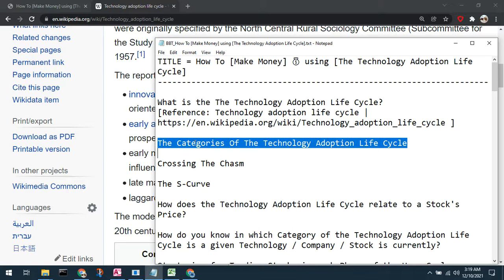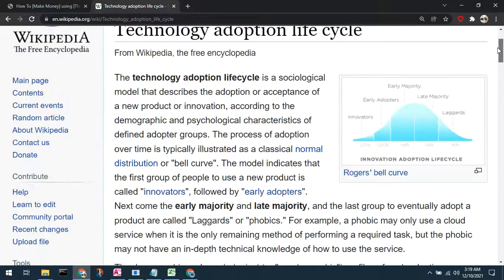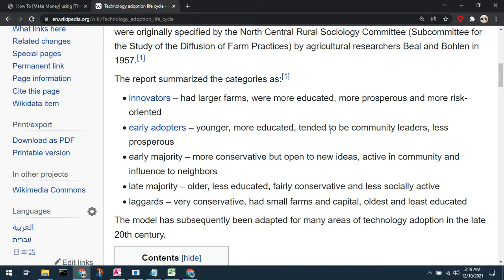Okay, let's talk in a little more detail about each of the groups or categories in the technology adoption life cycle that we saw in this bell curve. From the Wikipedia article that we mentioned, here's how they define these categories. Innovators are more educated, more prosperous, more risk-oriented. Early adopters are younger, more educated, community leaders. Early majority tend to be more conservative but still open to new ideas.